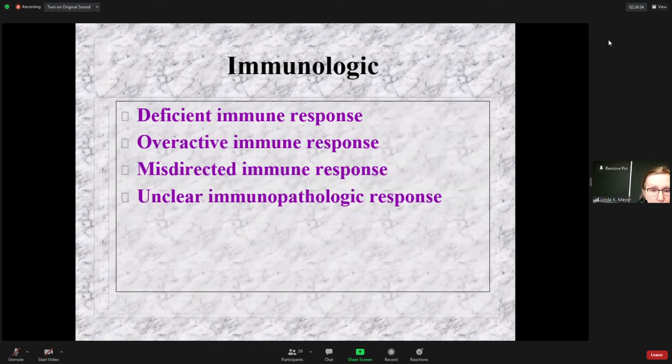Okay, immunologic. We're going to be looking at this section closely as well. These are diseases that relate to abnormal immune responses or immune mechanisms. And we're going to see that some of these are related to a deficient immune response, for example, as seen in an AIDS patient.